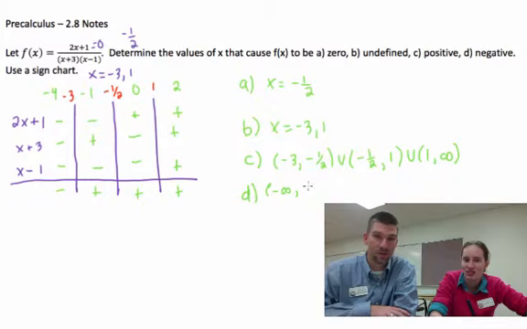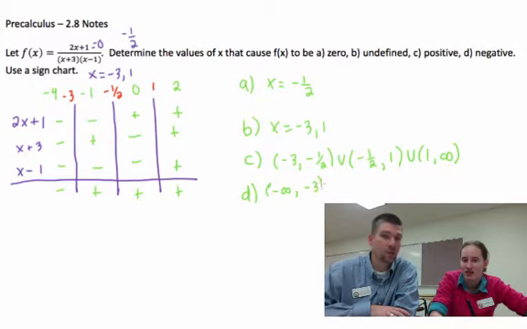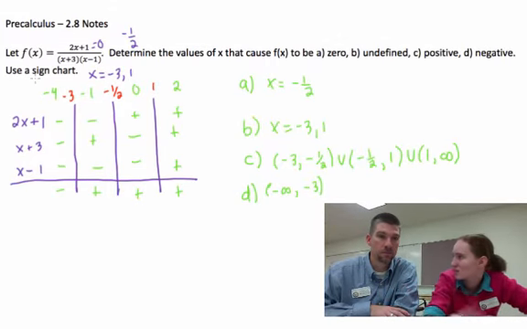Okay, D, negative. Negative infinity to -3. And that's where it's negative. And that's what we wanted to do. It told us to use a sign chart, so we did. So we're good.